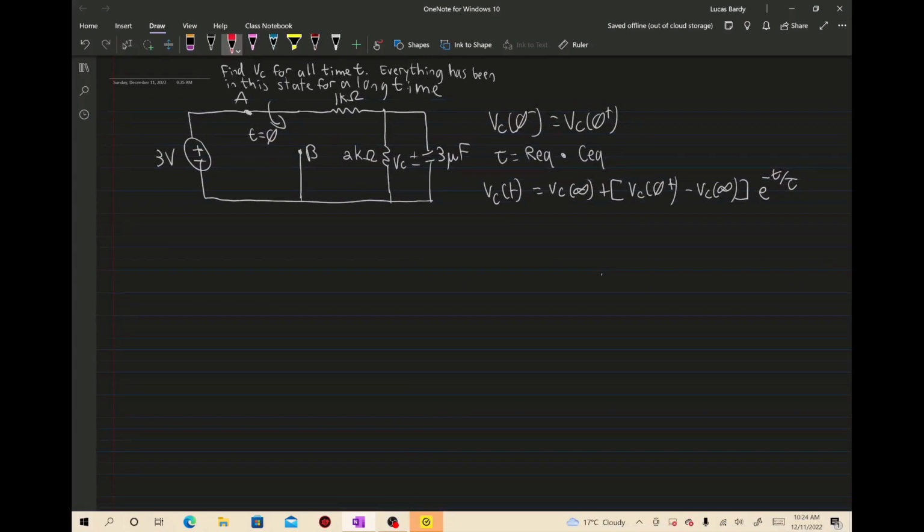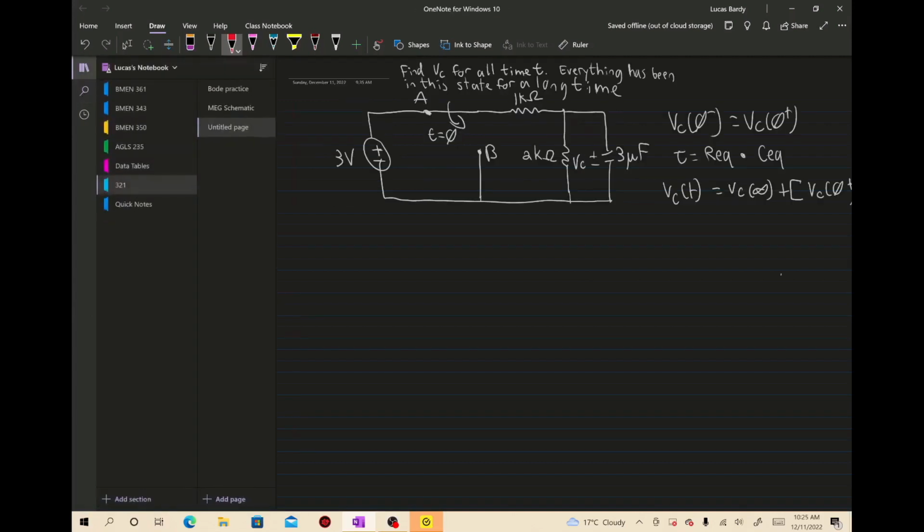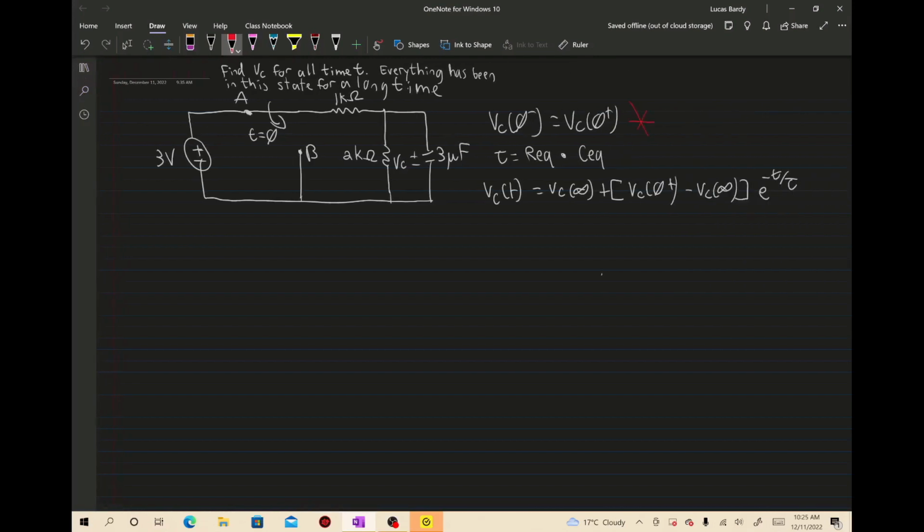And our problem here is find Vc, which is the voltage across the capacitor, for all time t. Everything has been in this state for a long time. Now, the first step to solving this problem is, of course, going to be finding our initial condition, which is where this rule comes in. It basically functions with the limits.